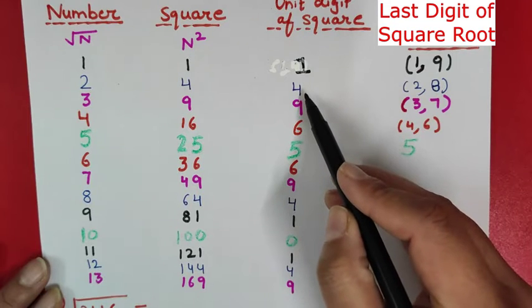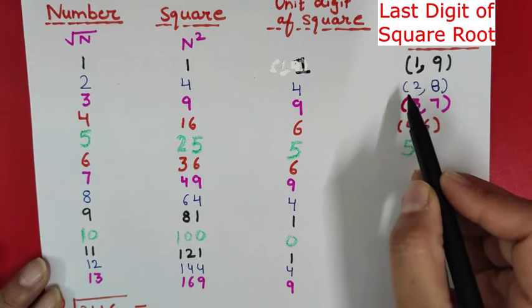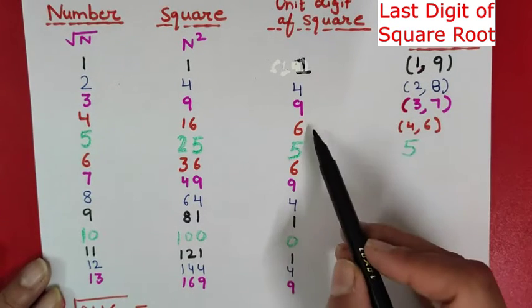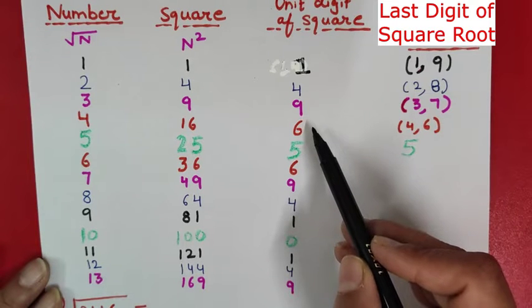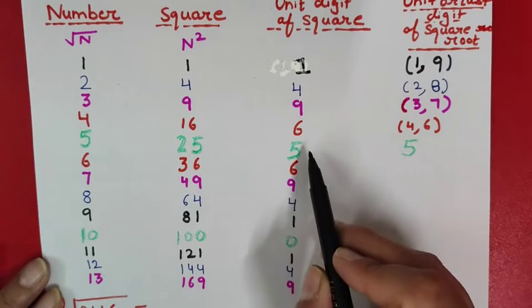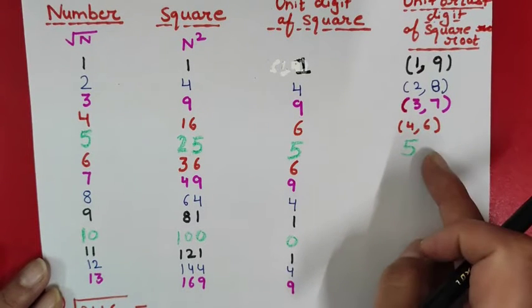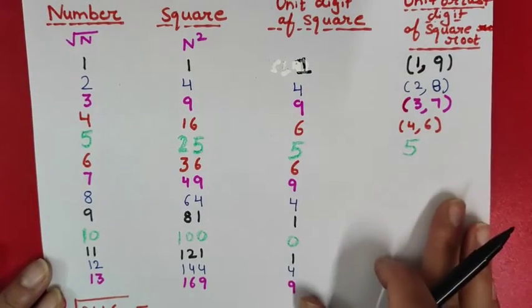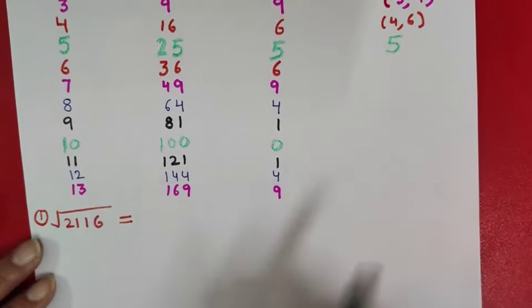Similarly, when the unit digit of a square is 4, its square root can have unit digit either 2 or 8. 2 2s are 4, 8 8s are 64. Similarly, when a square has a last digit of 6, its square root must have last digit either 4 or 6. 4 4s are 16, 6 6s are 36, right? To apply this method, you need to learn this table. So let us take our very first example.